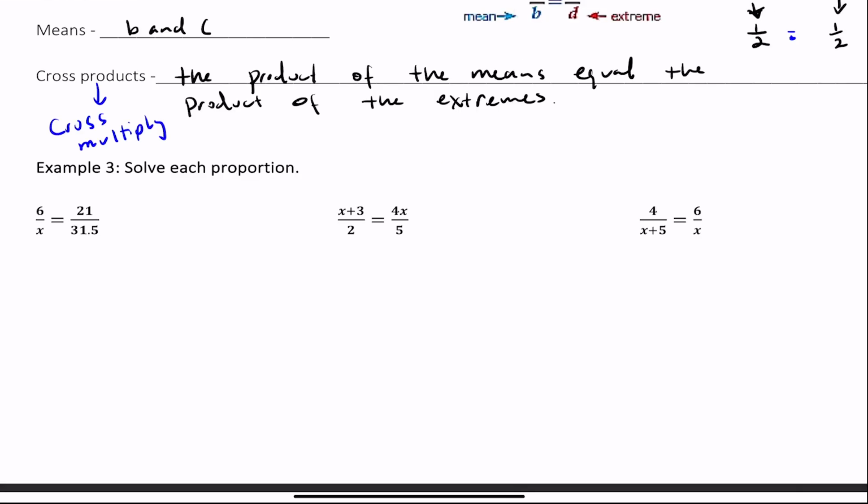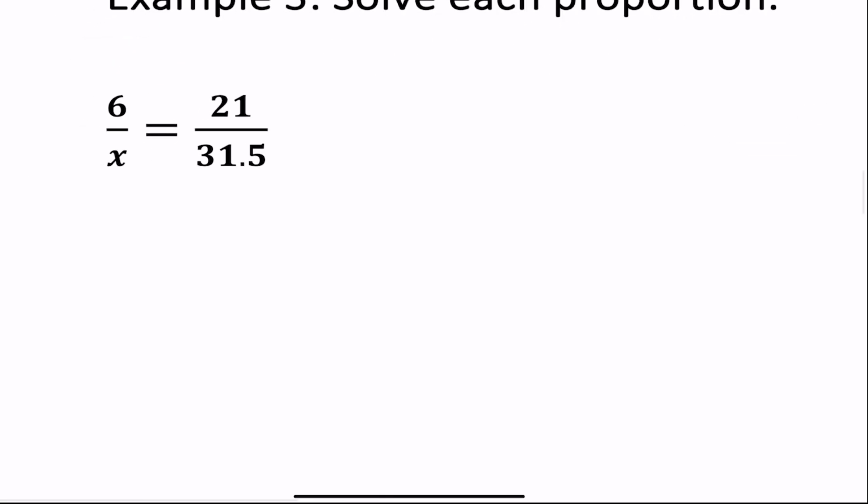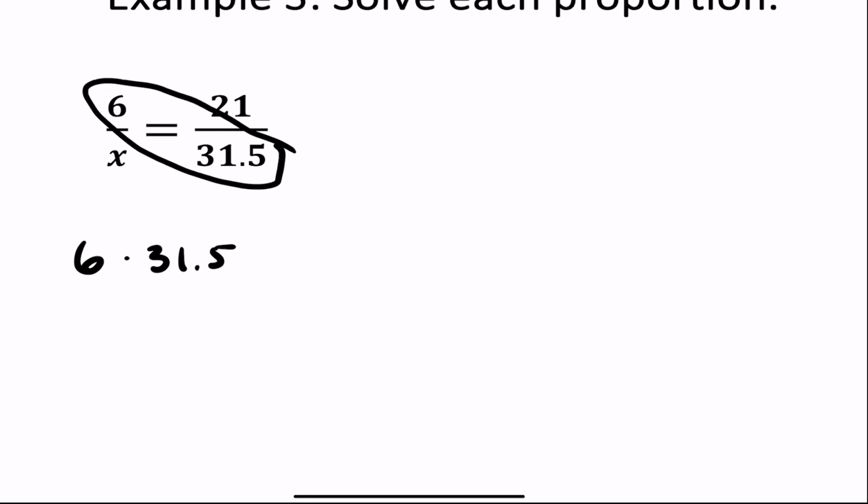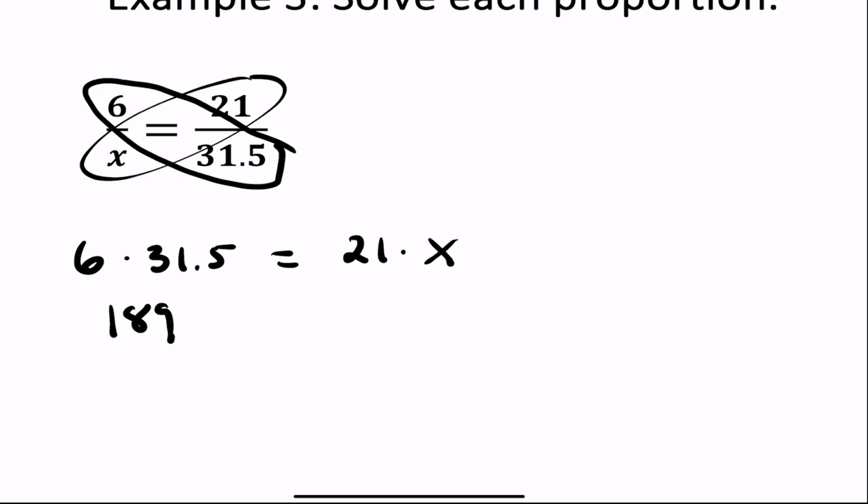Alright, so example number 3, we're going to solve each proportion. When I'm solving each proportion, you can use that baseball method or butterfly method, but really what you're doing is you're cross multiplying. I'm looking at number 1. I have 6 over x equals 21 over 31.5. We're going to cross multiply, so I'm going to multiply the 6 and the 31.5. And that's going to equal the 21 times x. So 6 times 31.5, that's 189, equals 21 times x, which is 21x.